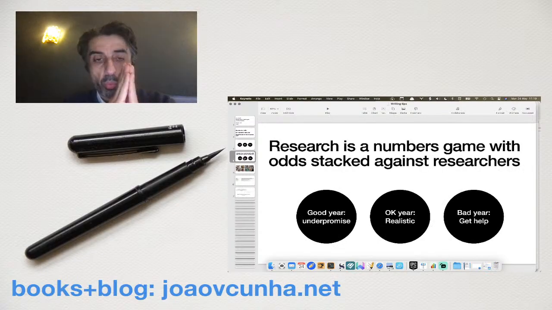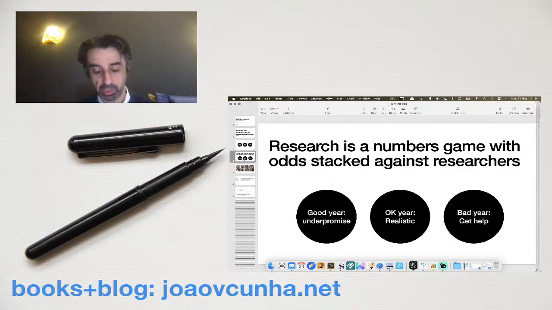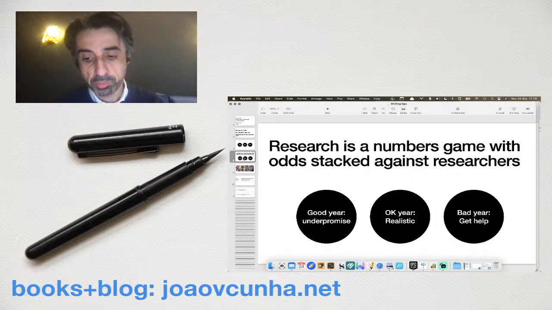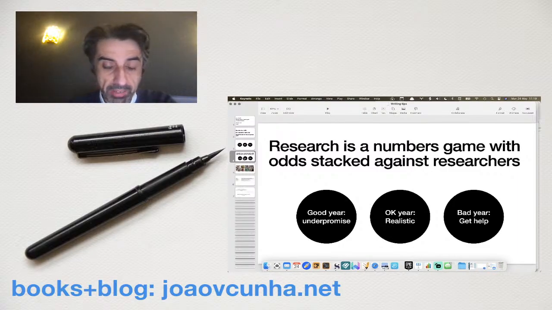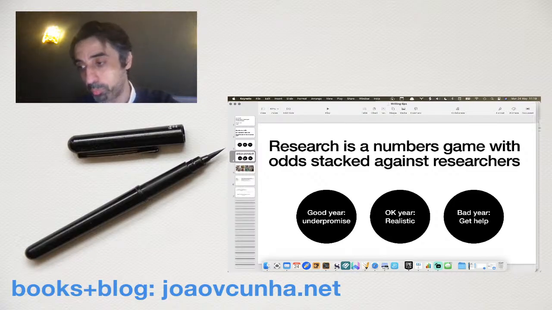Okay. So, final point. Final point is that we must remember that research is a numbers game with odds stacked against researchers. That's just it. And I made this point in many videos on writing, where what I have said is that you need to focus on what you can control, and what you can control is your pipeline. What you can control is what you write. You cannot control what is accepted or rejected, okay?